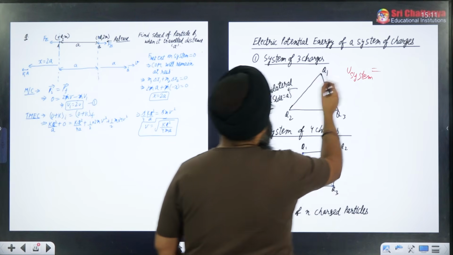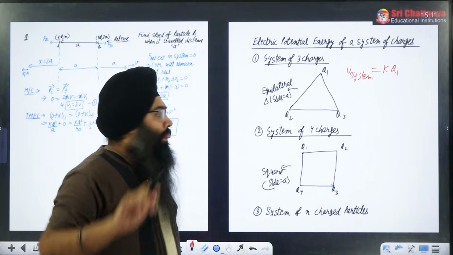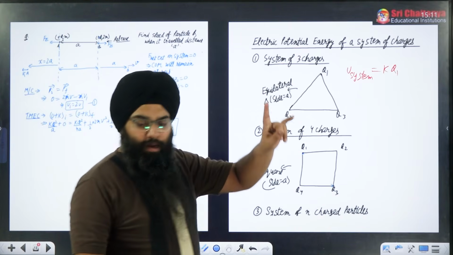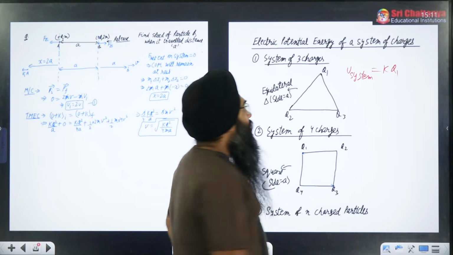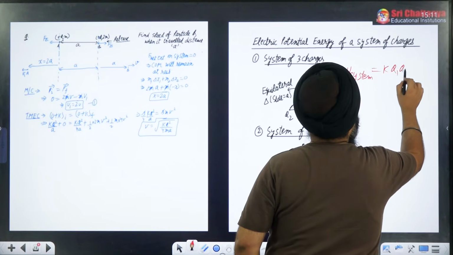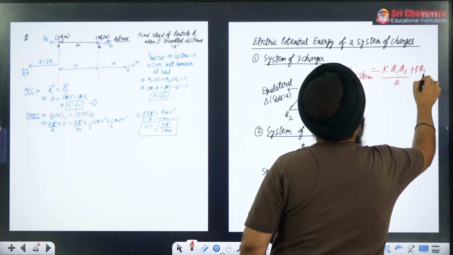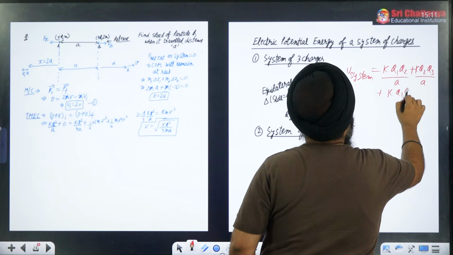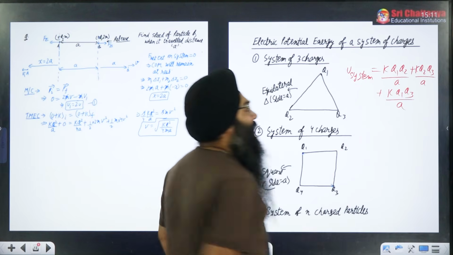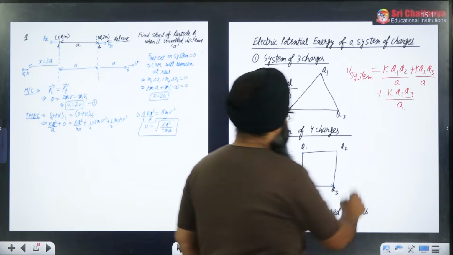Just write K, and take the pairs only. Suppose you take Q1 and Q2 as one pair, Q2 Q3 as another pair, and Q3 Q1 as another pair. So how will you write it? K Q1 Q2 divided by A plus K Q2 Q3 divided by A plus K Q1 Q3 divided by A. So 3 pairs will come. In the same way, you can find it for 4 charges also.